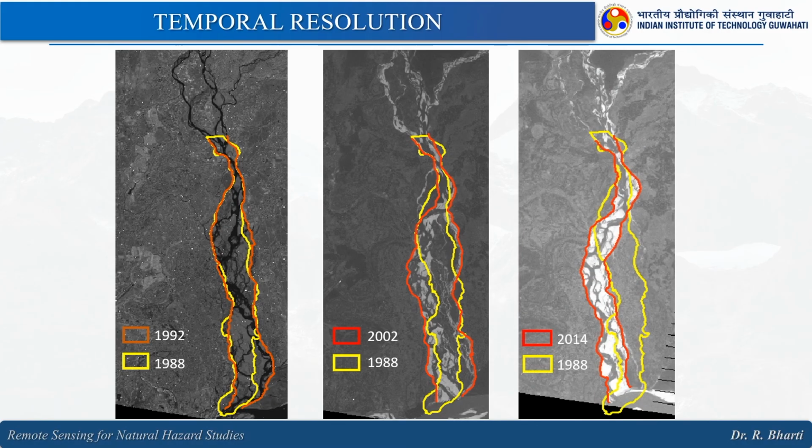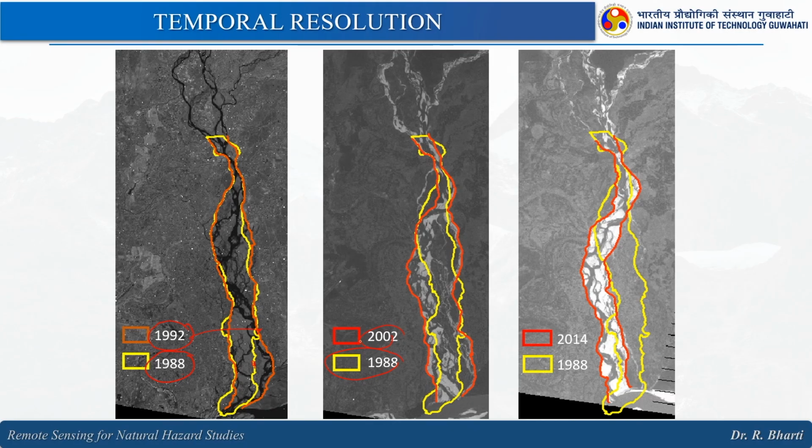This is another example of temporal resolution. Here you can see that 1992 and 1988 both are represented with two different colors. So, in 1988 this river boundary was here, the yellow color. In 1992 it has been changed to this orange color. Then again with respect to 1988, this 2002, how the river is changing its course.